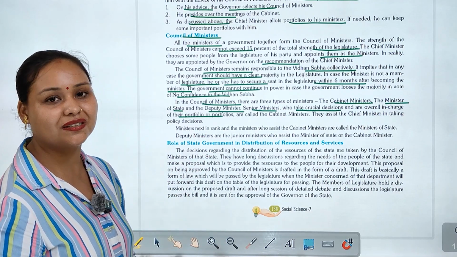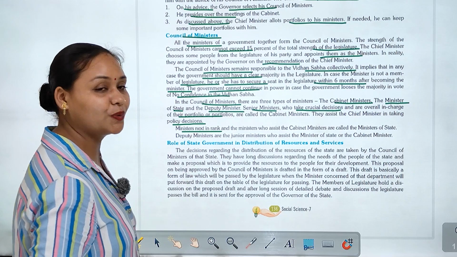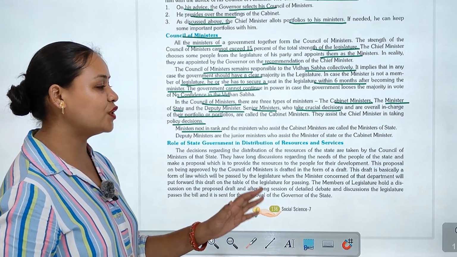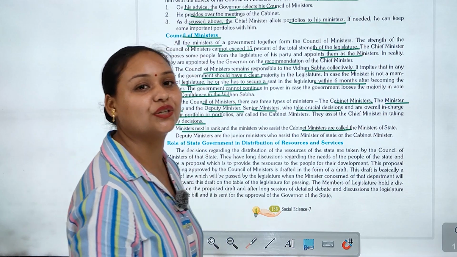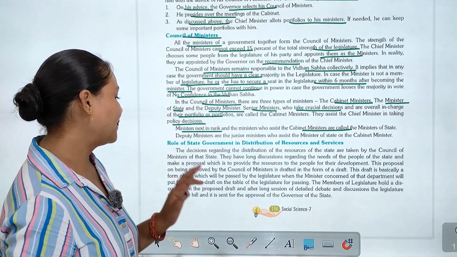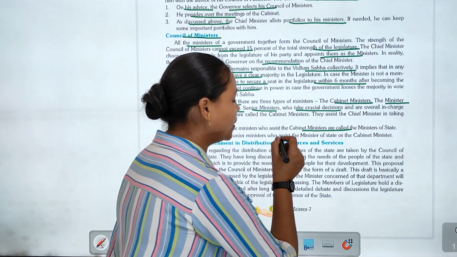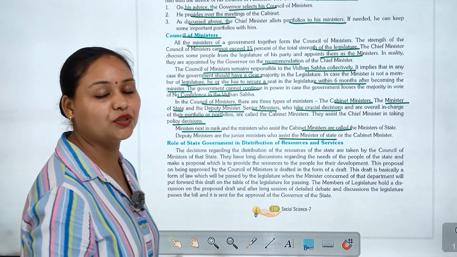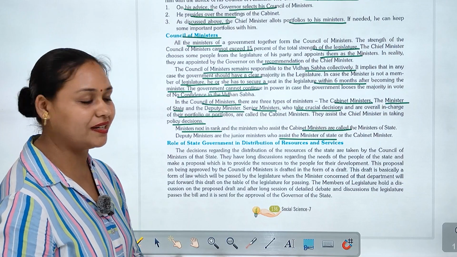They assist the chief minister in taking policy decisions. Ministers next in rank, who assist the cabinet minister, are called the ministers of state. डिप्टी मिनिस्टर्स होते हैं, वो जूनियर मिनिस्टर्स होते हैं who assist the minister of state and the cabinet, जो कैबिनेट और मिनिस्टर ऑफ स्टेट से नीचे आते हैं.